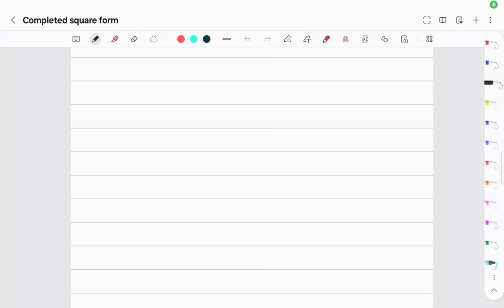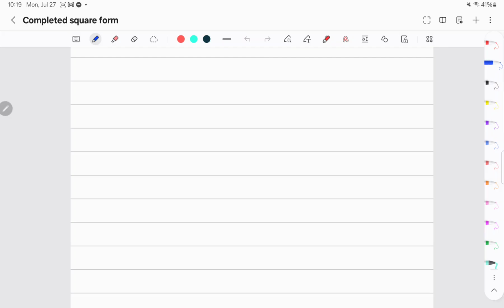Today we're going to talk about completed square form. We all know that while solving some quadratic equations, sometimes a question just asks us to write the equation in a completed square form. Or we might need to use it in some cases where we need this form desperately. So let's talk more about what this form is.